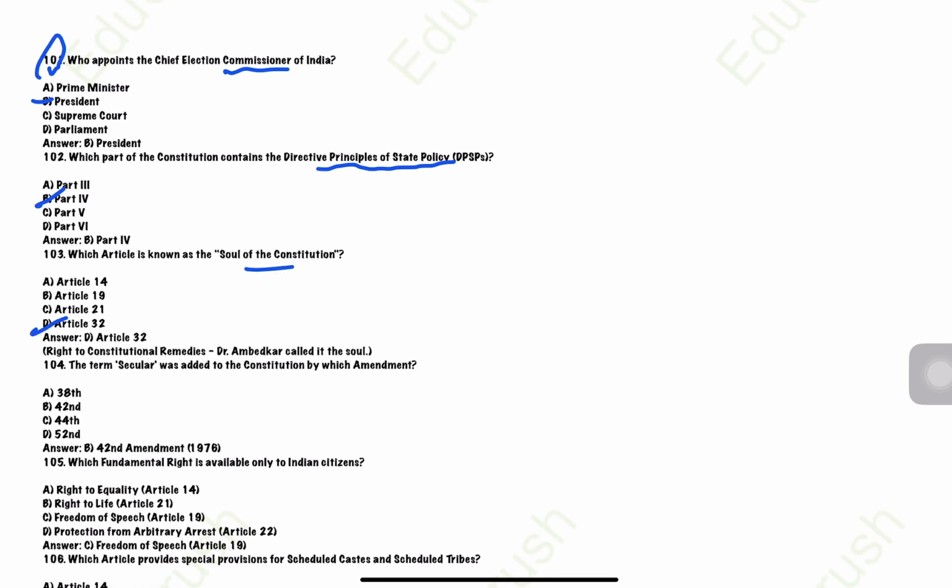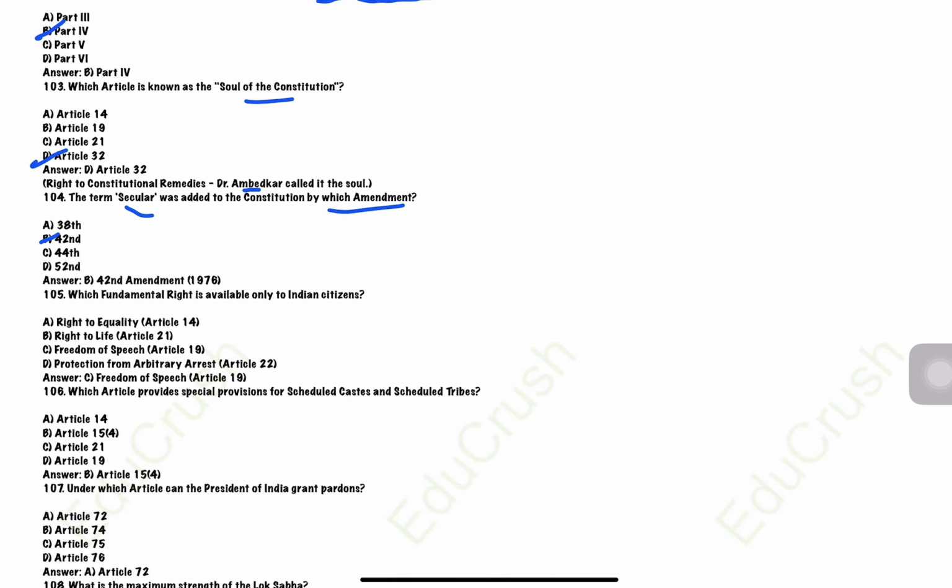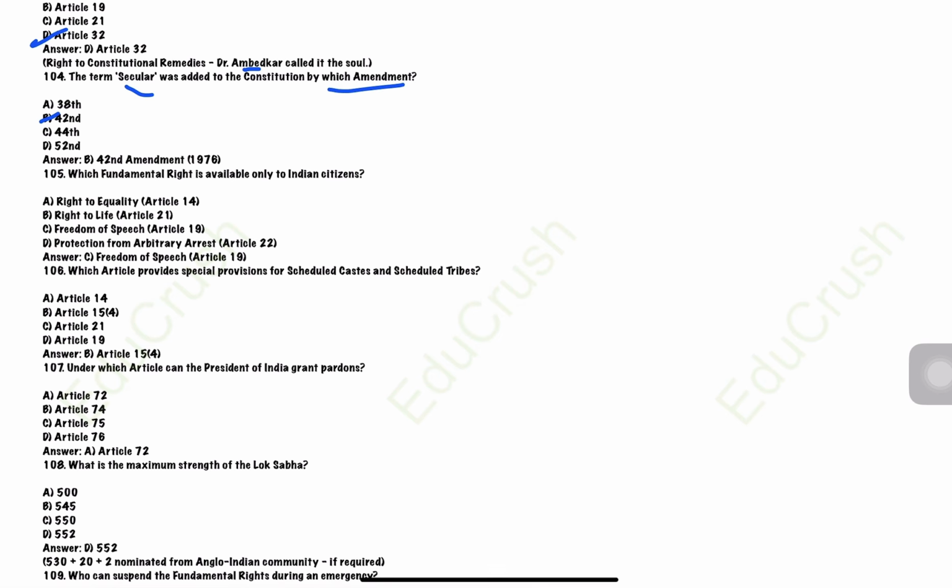Which article is known as the soul of the Constitution? Article 32, Right to constitutional remedies. Dr. B.R. Ambedkar called it the soul. Next, the term secular was added to the Constitution by which amendment? 42nd Amendment, 1976.